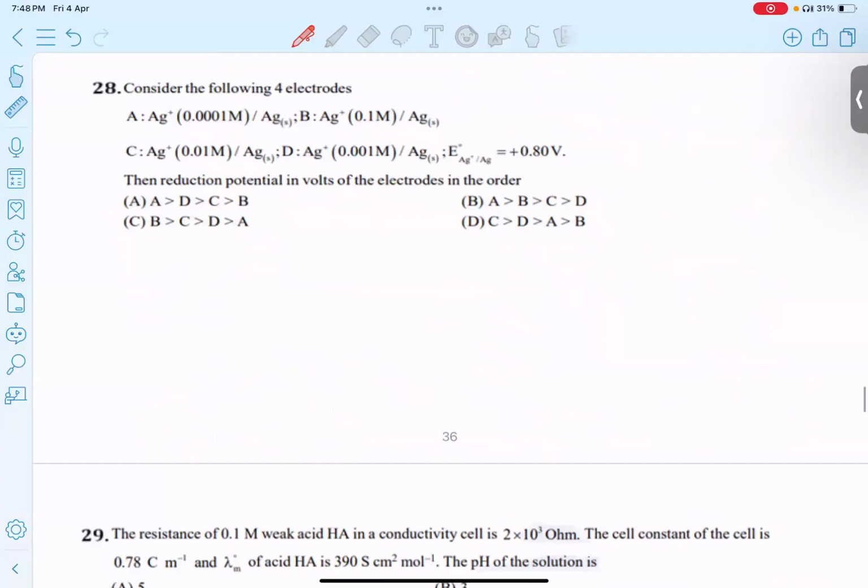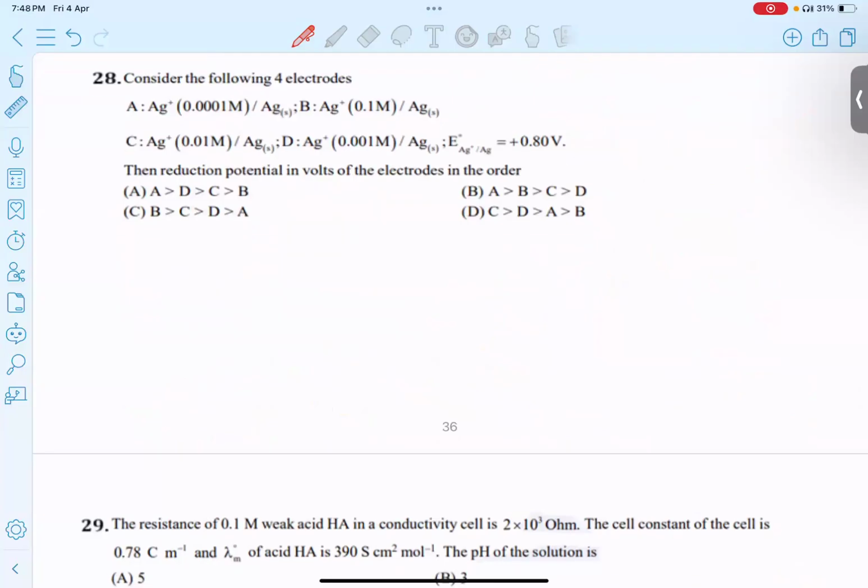Next, question number 28. Consider the following four electrodes. Four electrodes are given, that is A, B, C, and D. Concentrations are also given. The reduction potentials in volts of the electrodes in the order is.